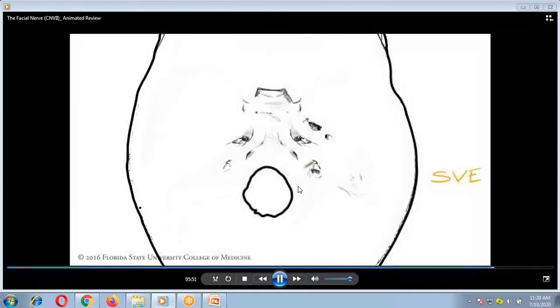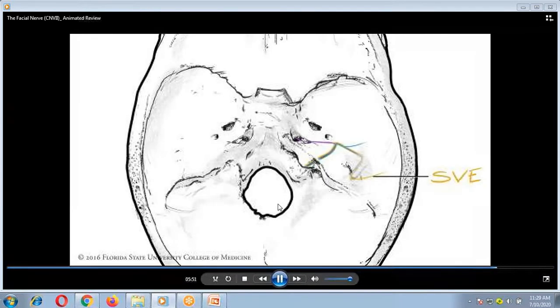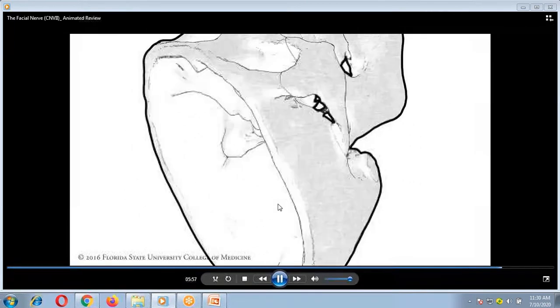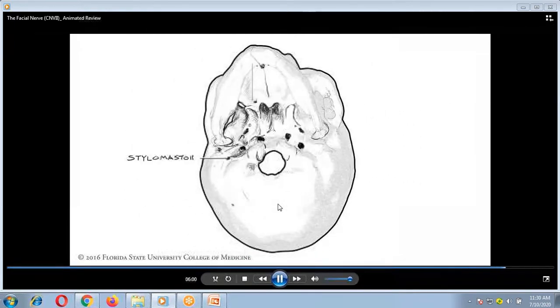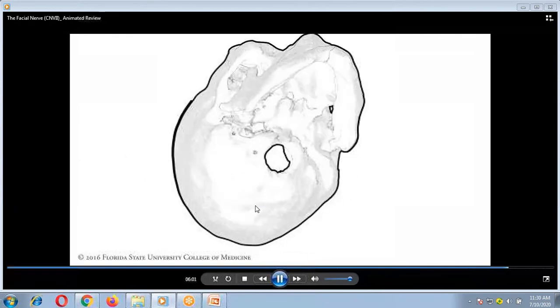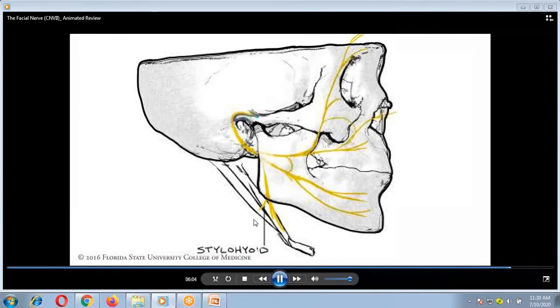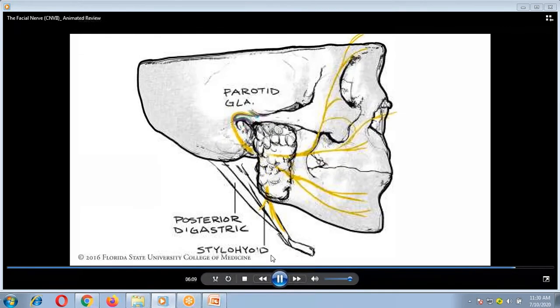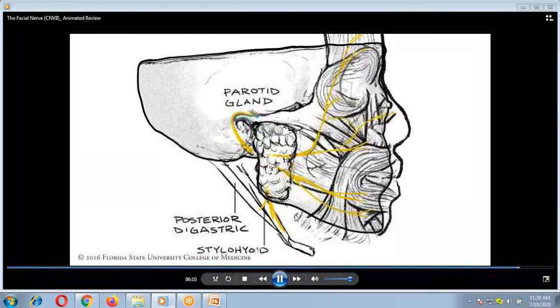Finally, the large SVE component of the facial nerve gives a branch directly to the stapedius muscle within the temporal bone, then exits the skull via the stylomastoid foramen. It supplies the stylohyoid and posterior digastric muscles, then pierces the parotid gland to distribute to the muscles of facial expression. Note that the facial nerve does not provide innervation to the parotid gland, but merely passes through it.